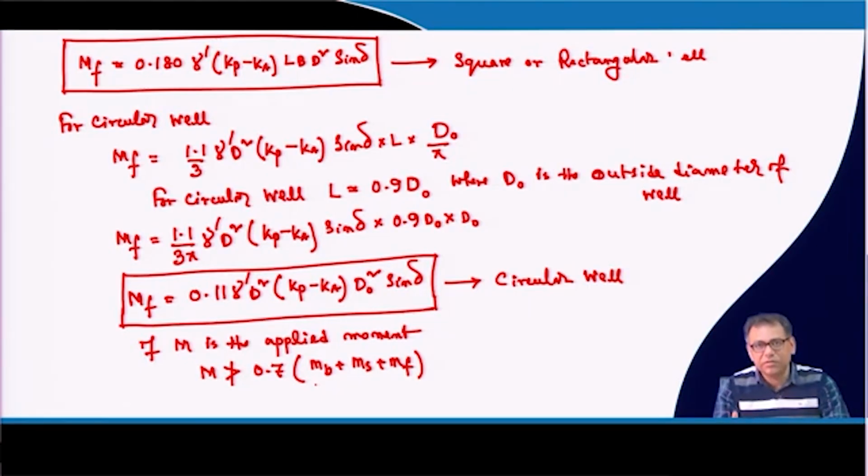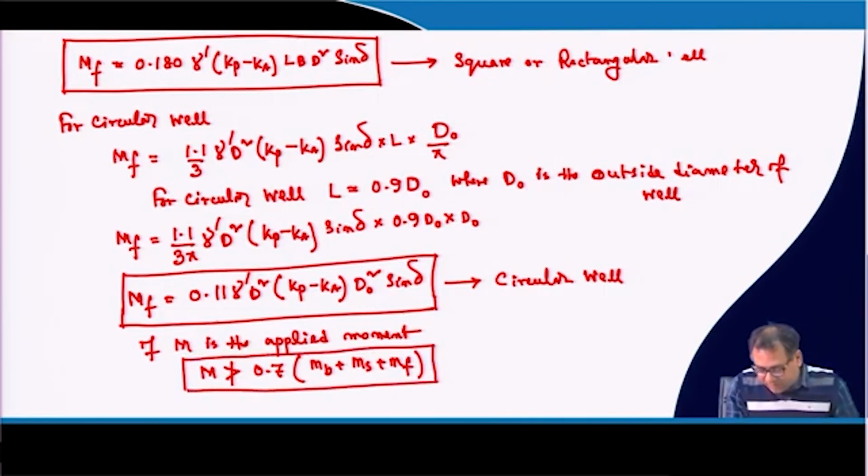So, due to the reduction of the strength, we have applied some factor of safety. That means we have not taken the full resisting moment, we have taken 70% of that. So, the applied moment should not be greater than 0.7 times the resisting moment, or I should say 0.7 times the resisting moment should not be less than M. So, this is one condition.